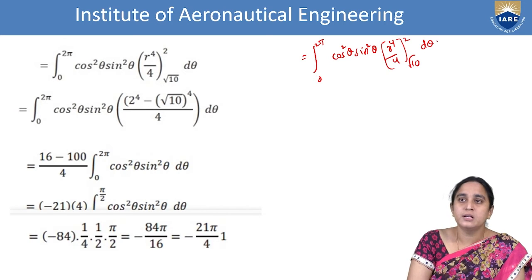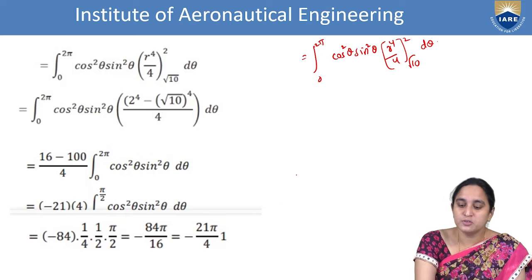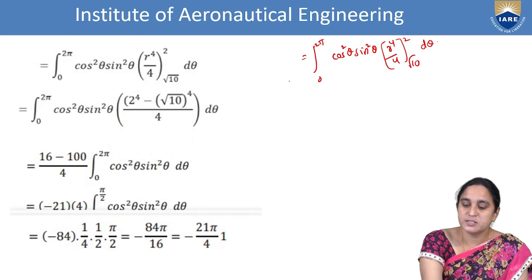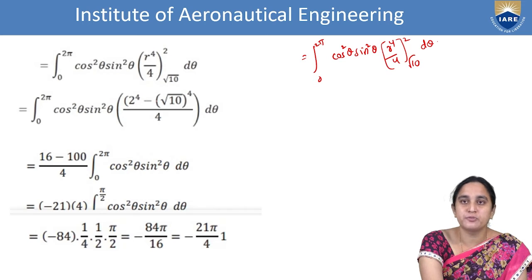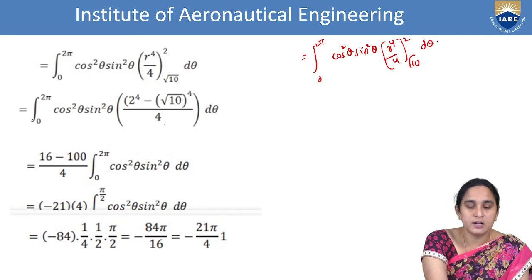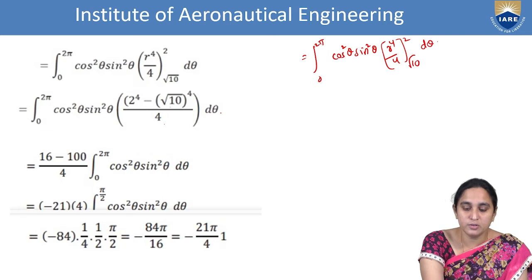Root 10 to 2 d theta. Okay. Now substitute the limit points here. After substituting the limit points, r power 4 by 4: the upper limit for r is 2, that is 2 power 4, minus the lower limit for r, root 10 power 4, into the integral of 0 to 2 pi cos square theta sin square theta d theta.